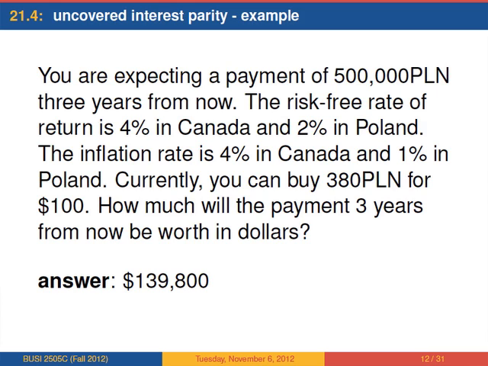you're expecting a payment of 500,000, just call them 500,000 PLNs, 3 years from now. You know that the risk-free rate of return is 4% in Canada and 2% in Poland. The inflation rate is 4% in Canada and 1% in Poland. Currently, you can buy 380 PLNs for 100 Canadian dollars. How much will the payment 3 years from now be worth in dollars?